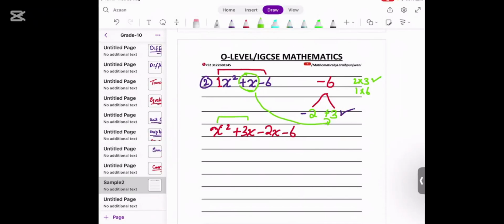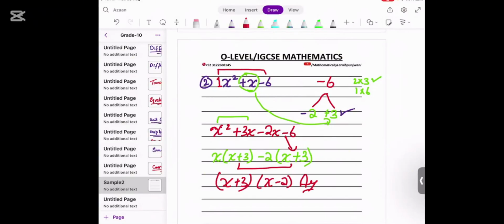Now I will take common from this. x will be common, so x plus 3. Now in the second, we have minus 2 as a common. When you take a negative value as common, the sign will be changed in the bracket. Negative will become positive, and you can see both brackets have come the same. So this means you are doing it correctly: x plus 3, and outside we have x minus 2. This will be your final answer.